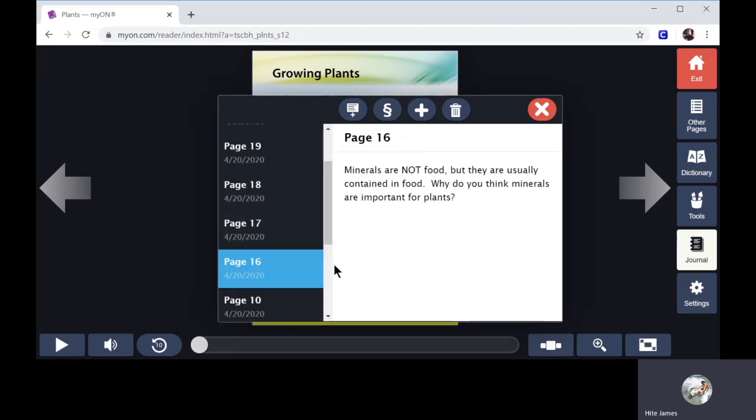Page 16. Minerals are not food, but they are usually contained in food. Why do you think minerals are important for plants? So that's a misconception. A lot of people think minerals are food. They're in food, but they have a specific purpose for plants and animals. So why do you think minerals are important for plants?